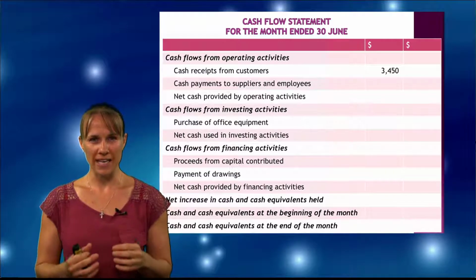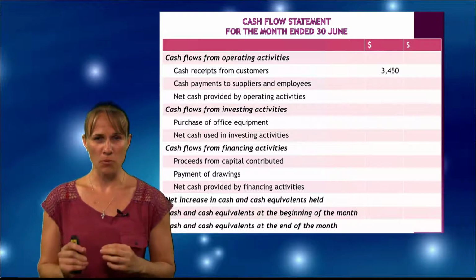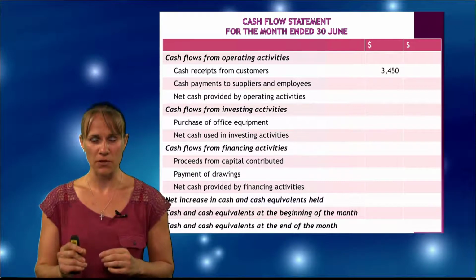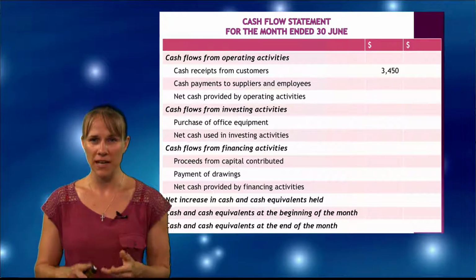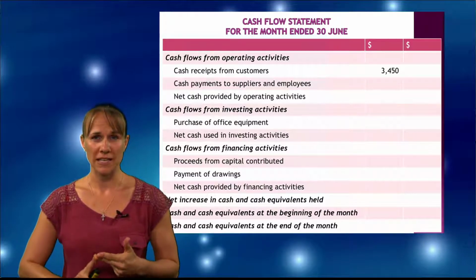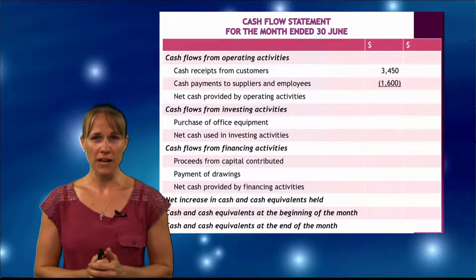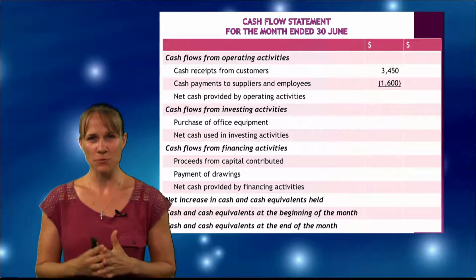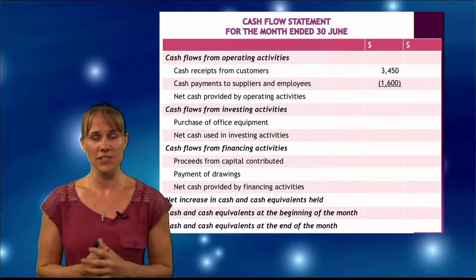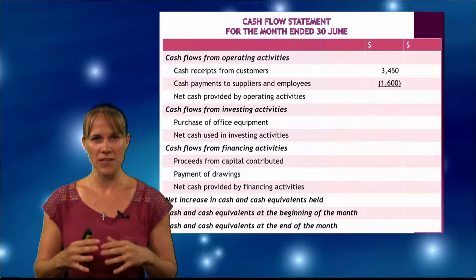Second line item there, our cash payments to suppliers and employees. So here we're adding up all of those transactions that we classified as operating, and we want the outflows. Just double checking that we don't have any income tax paid or any interest paid there, because we wouldn't actually add those in here. So we don't have any of those, so we don't have anything else to add into this section. So our cash payments to suppliers and employees come to $1,600. Have a look, see we've got the negatives in there, which show that it's an outflow.